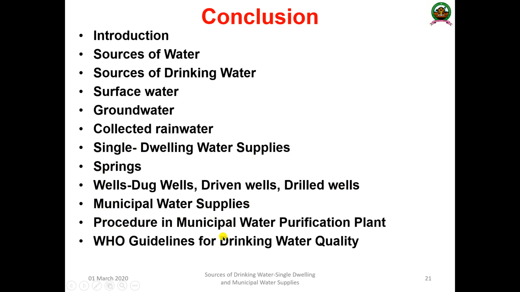Then the procedure for the municipal water purification plant: the pre-chlorination, the flocculation, then the sedimentation, then filtration and the final chlorination, and finally you get the water. And this water should have certain features that are set by the WHO for drinking water quality. So that's all, dear students, for this particular topic.